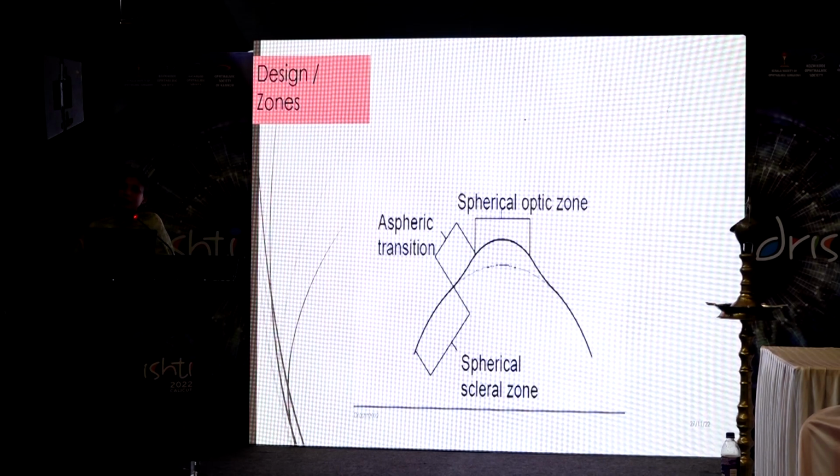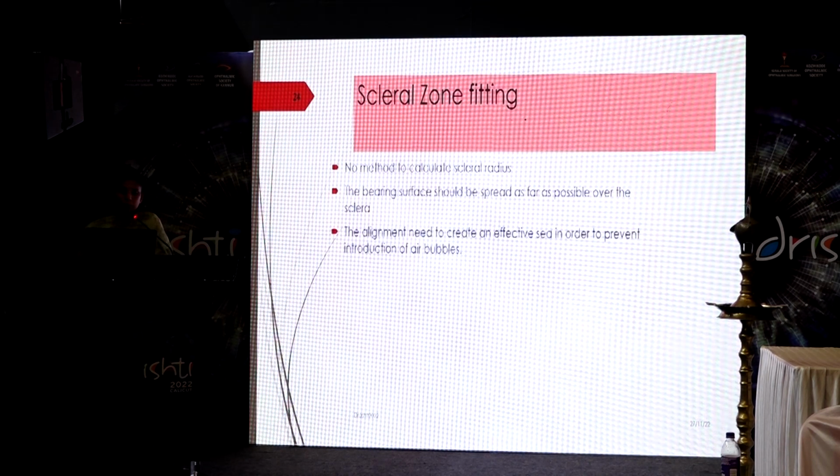When you talk about the design of a scleral lens, it usually has a spherical optic zone, a transitioning aspherical zone, followed by a spherical scleral zone. There is no method to calculate the scleral zone radius. When you fit a corneoscleral lens or a spherical RGP lens, you go by base curve selection, right? But in a scleral lens, you don't go by base curve selection, because the lens completely vaults over the cornea. So you go by the sagittal depth. Every manufacturer will have their own fitting guidelines, but it majorly revolves around the sag height only.